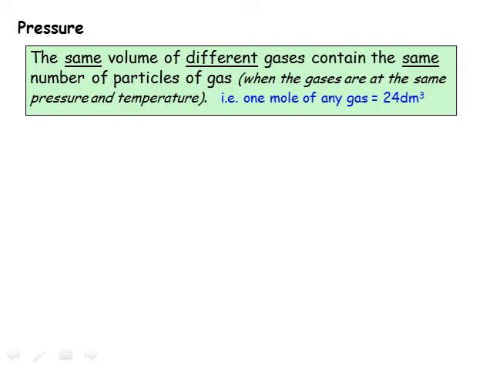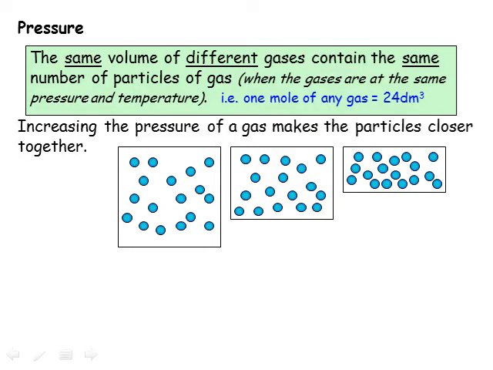The effect of pressure for gases is the same as the effect of concentration for solutions. Greater pressure means more gas particles per centimetre cubed. We should know that the same volume of any gas contains the same number of gas particles, so it doesn't matter which gas we're dealing with.